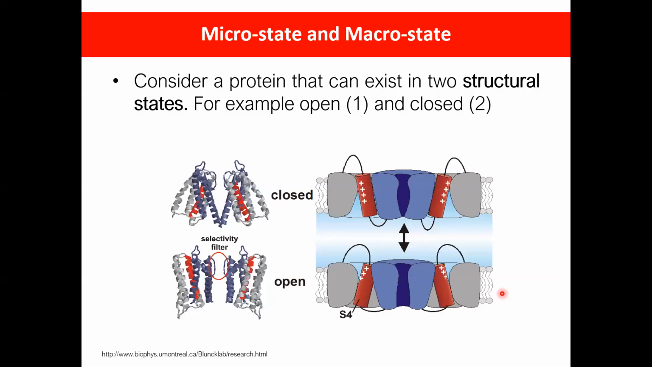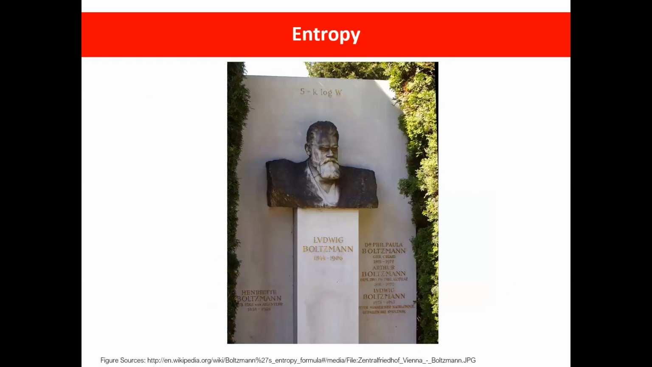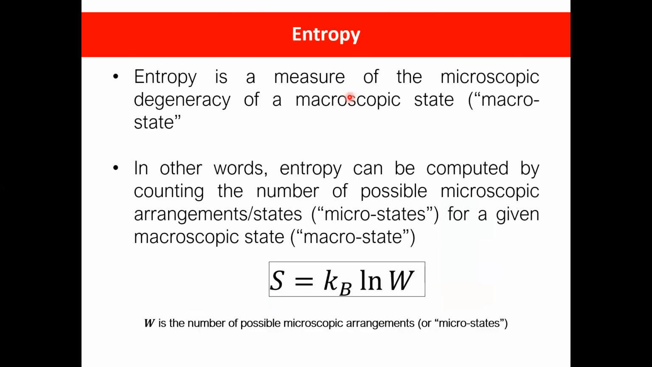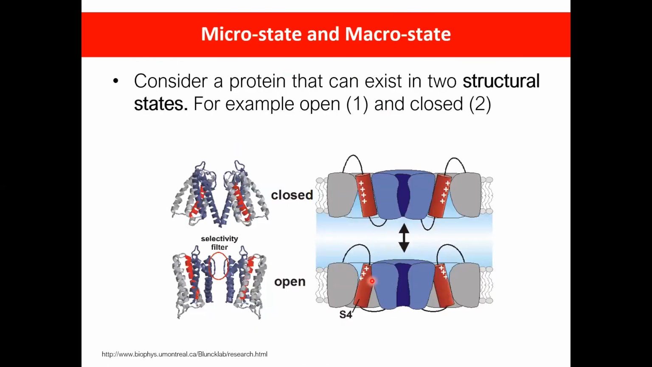Now let's go back to slides. If you ever get a chance to visit Vienna, this is the gravestone of Boltzmann, and see what is written here, S equals K log. So by counting the number of microscopic arrangements or microstates, we can calculate the entropy, and this formula for entropy is called Boltzmann entropy because it was given by Boltzmann. Now let's again go back to the iPad.